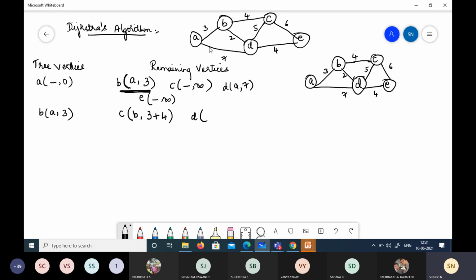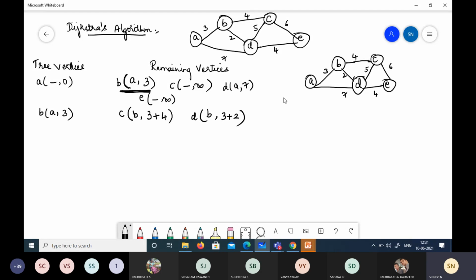Okay. D, to reach D from B with a path of 2. We already have a path 7, but we have already selected this as the shortest path. So from here, we should check the distance to reach D from B. So to reach D, you should write down 3 plus from B to D, the distance is 2.